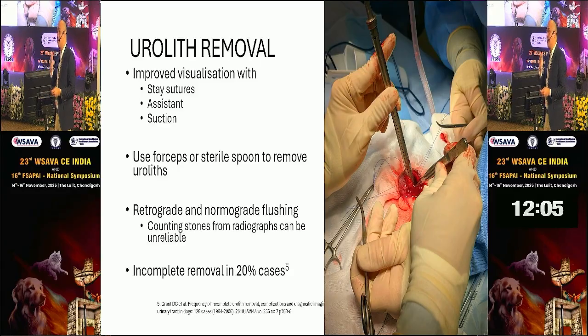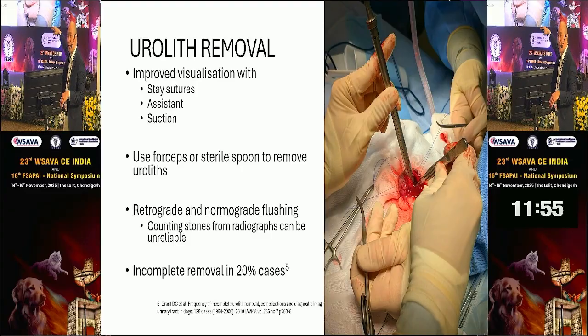So therefore, if there is a stone in the urethra, I'm going to flush that back into the bladder and I can retrieve it. So I put my suction tip cranially. And you can see here that cranial stay suture has gone lax because I'm using my suction tip to hold that bladder further cranial.